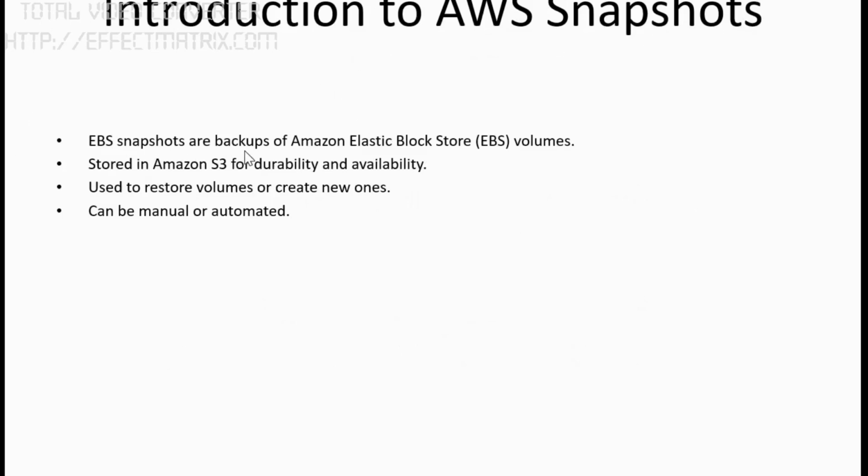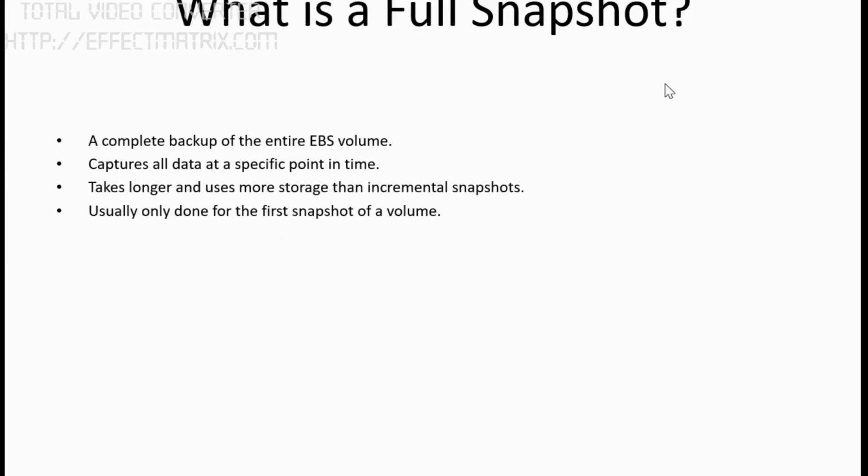EBS snapshots are backups of Amazon Elastic Block Storage, shortly called EBS volumes, stored in Amazon S3 for durability and availability. Used to restore volumes or create new ones. Can be manual or it can be automated. Okay, automatically it can be copied into another region.